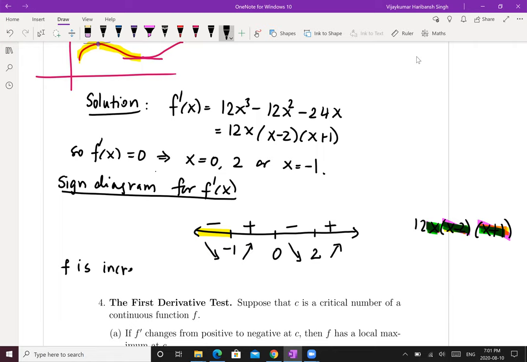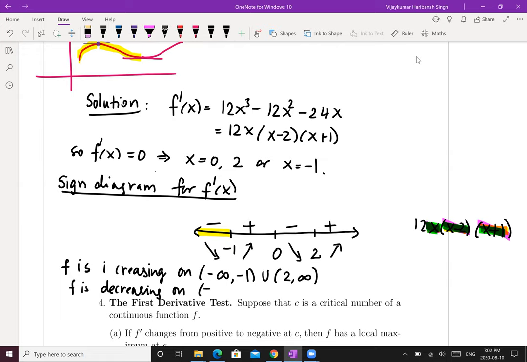So f is increasing on minus infinity to minus 1 union 2 to infinity. Sorry, my bad. Let's say f is increasing from where to where? Minus 1 to 0, right? Not minus infinity, minus 1 to 0, union 2 to infinity. And f is decreasing on minus infinity to minus 1, because that's where the sign is negative, union 0 to 2. So it's all decided by the sign diagram.